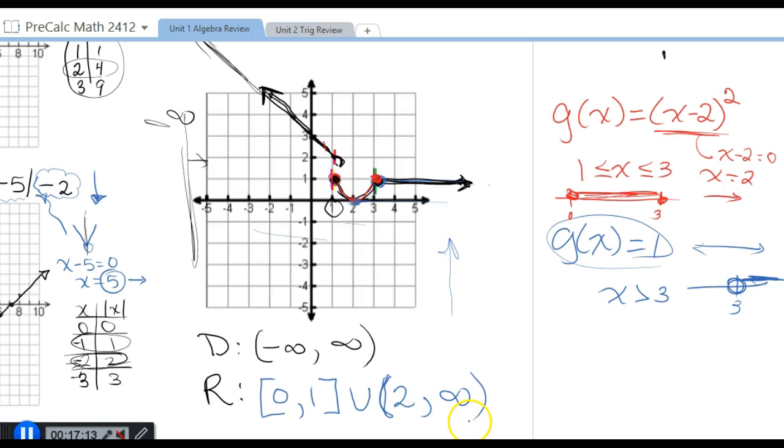So there's your quick review of transformed parent functions, piecewise functions, and a little bit about domain.